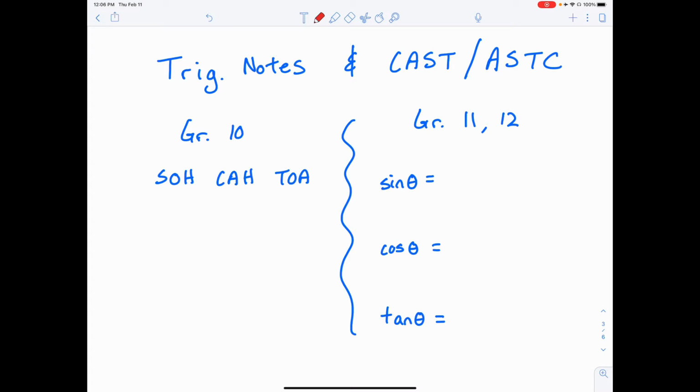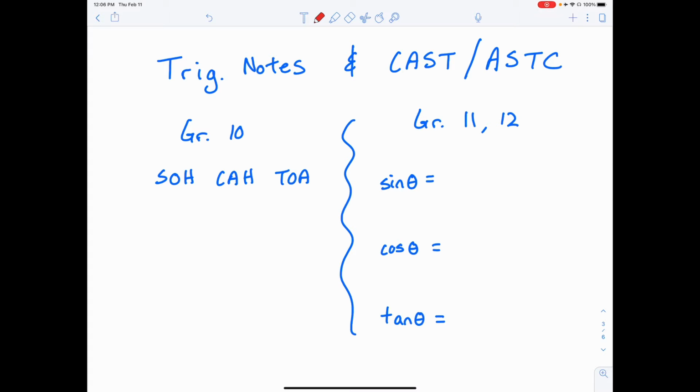Opposite, adjacent, and hypotenuse. In grades 11 and 12, we actually end up using something a bit more useful in terms of x, y, and r. X, of course, being the x coordinate, y being the y coordinate, and lastly, r being the radius, or in this case, we're going to use it as the hypotenuse for the triangle. So rather than using SOHCAHTOA, we're going to be using these new ratios.